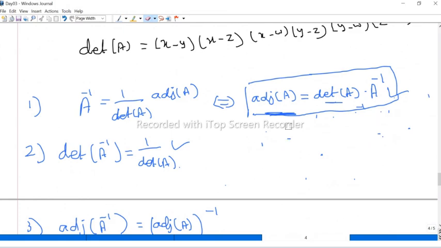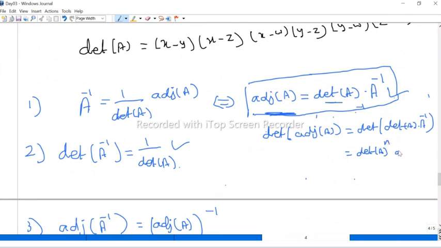So now apply determinant on both sides of this equation. So what will you get? Determinant of adjoint of A equals determinant of the full thing, that is determinant of A times A inverse. But determinant is a constant scalar, you can take it outside, but if you take it outside, it should be determinant of A power the order of the matrix. What is the order of the matrix? It is an n by n matrix, therefore power n.